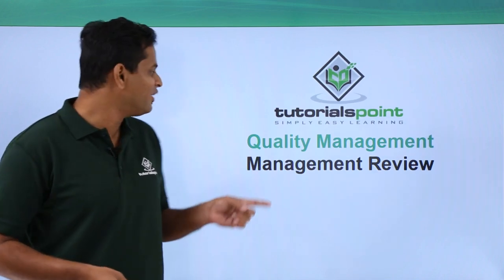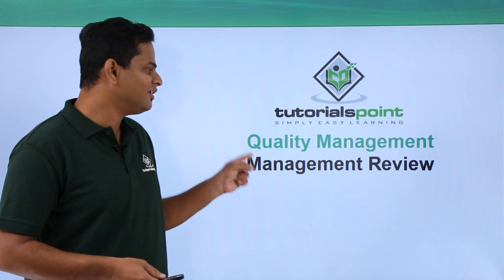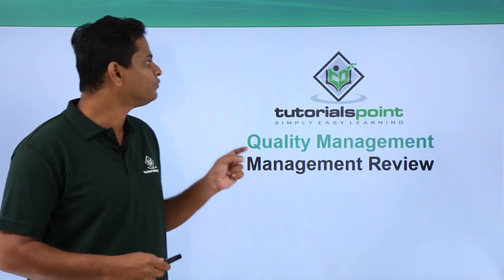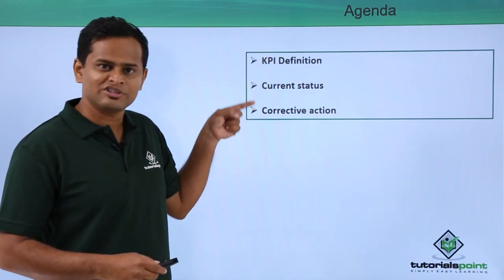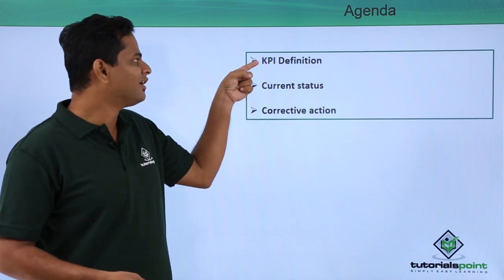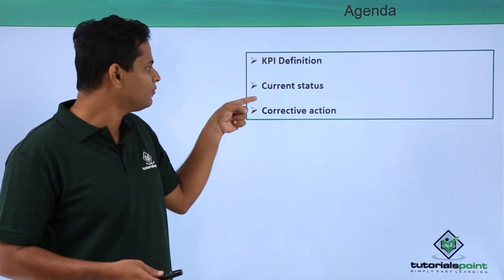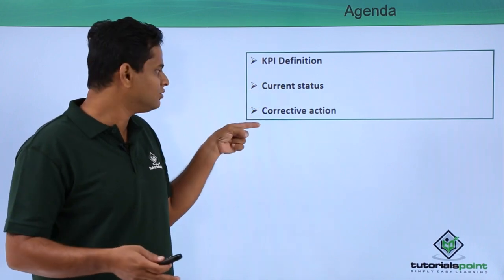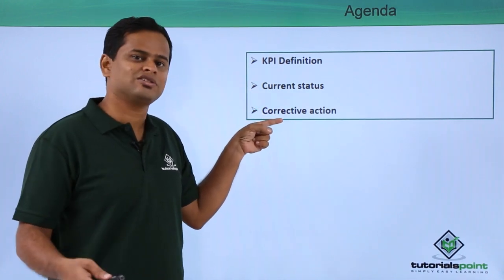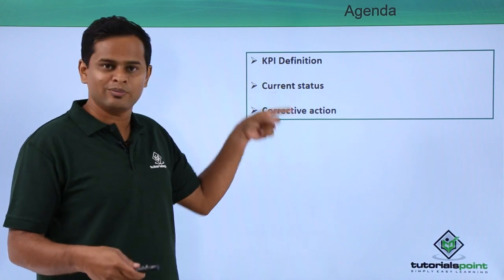In this video, we will be understanding quality management and, in that, management review. These are all the various topics that we would be covering: KPI definition, where KPI means key performance indicator, current status, and what are all the corrective actions that are required to get back on track.